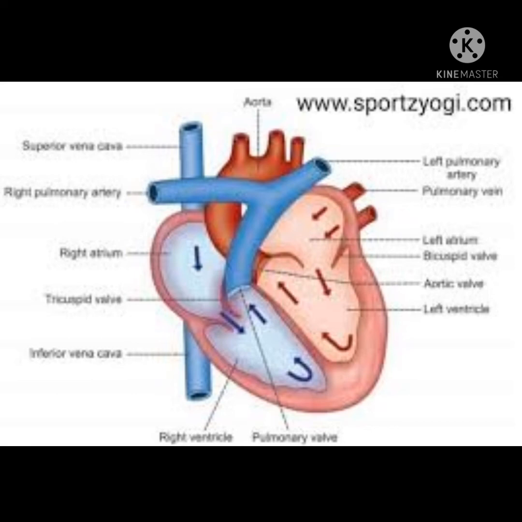Our heart has guards also. The guards are called valves of our heart, which are of three types. The first is tricuspid, the second is bicuspid, and the third is semilunar. The valve present at the opening of the atrium and ventricle on the right side is called the tricuspid valve. It prevents the backflow of blood from the ventricle to the right atrium during systole.